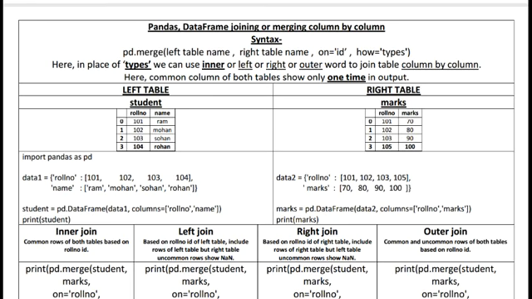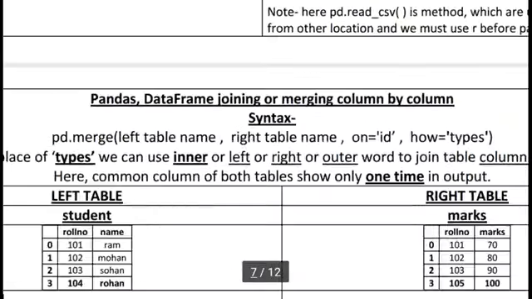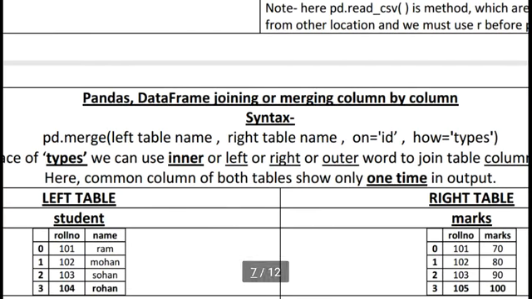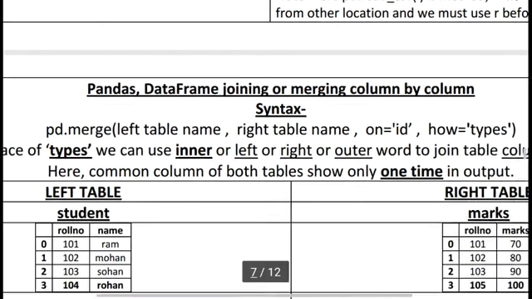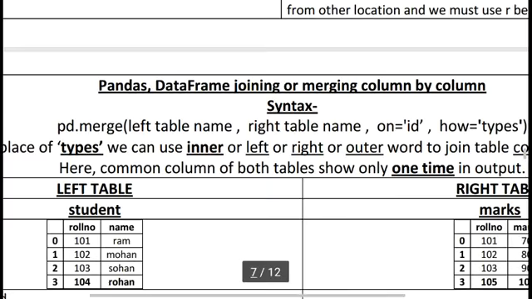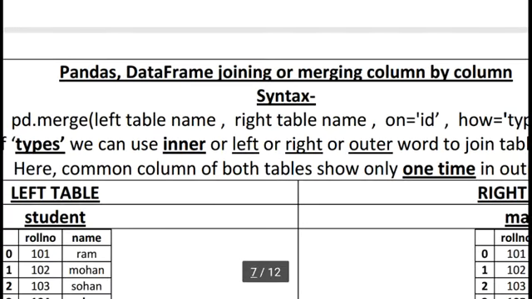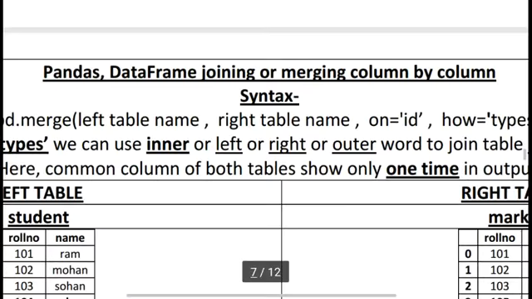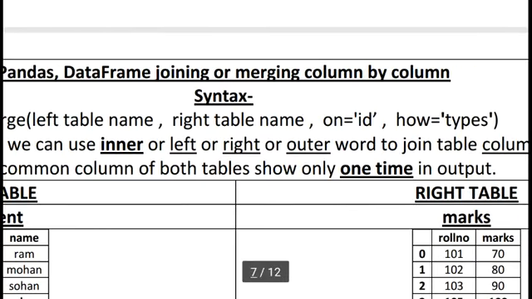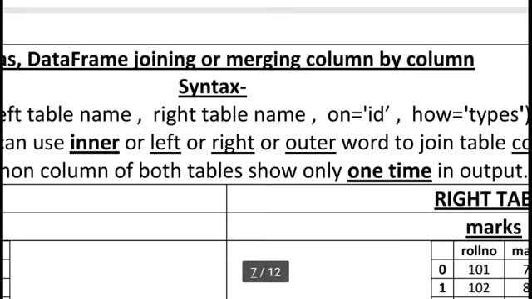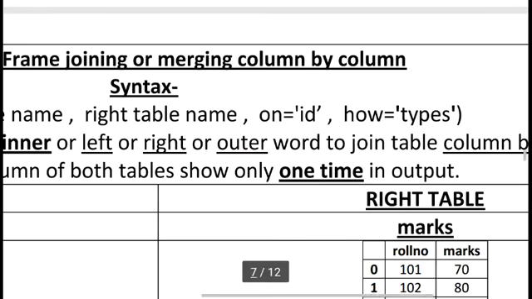You can see pandas data frame joining or merging column by column. Here the syntax is pd.merge. First we mention the left table name, second we mention the right table name. Then we can merge on the basis of id. Then we have several types of methods, so using this we can merge according to types.